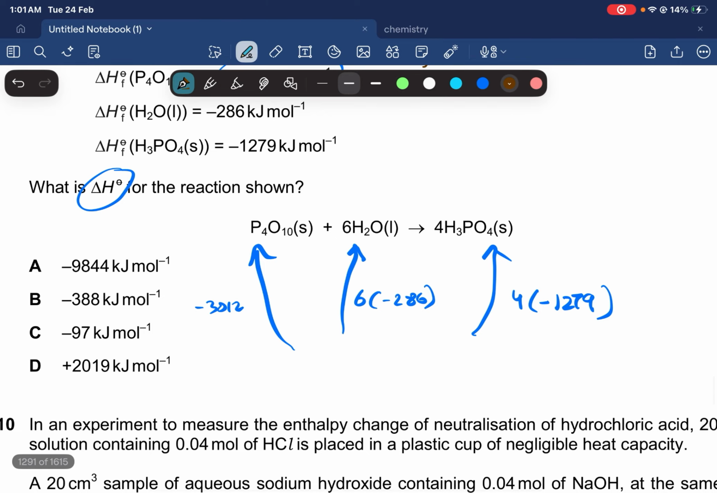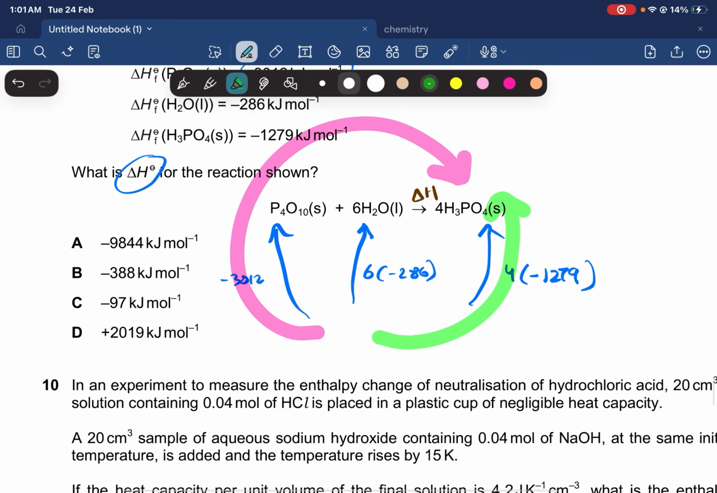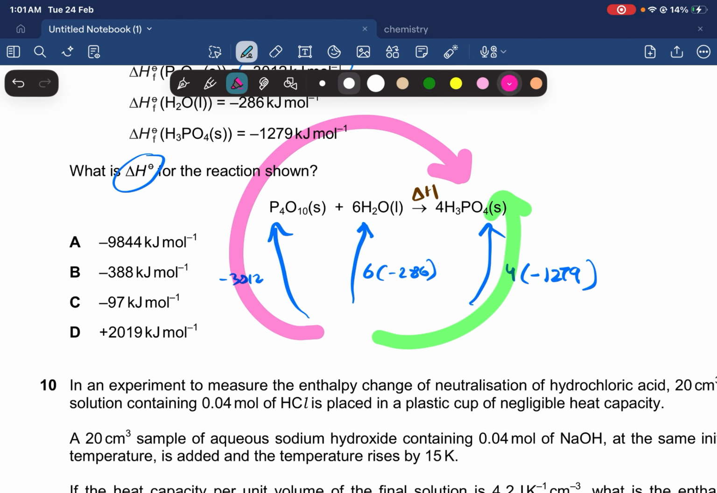Now, where does the delta H come? Delta H comes over here. This is the delta H. Now, how many cycles can we make? One cycle, this, and one cycle, this. And now we have to equate the two cycles. In the first cycle, the pink one, this delta H is coming, this is coming, and this is coming. And in the second cycle, the yellow one, only this thing is coming. So now we have to equate the two.